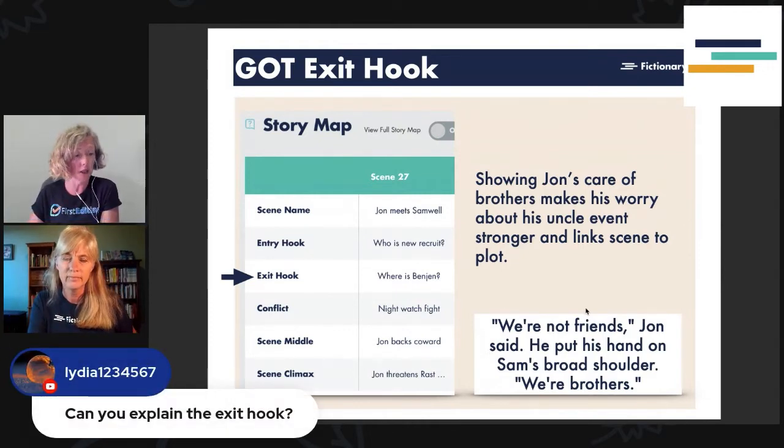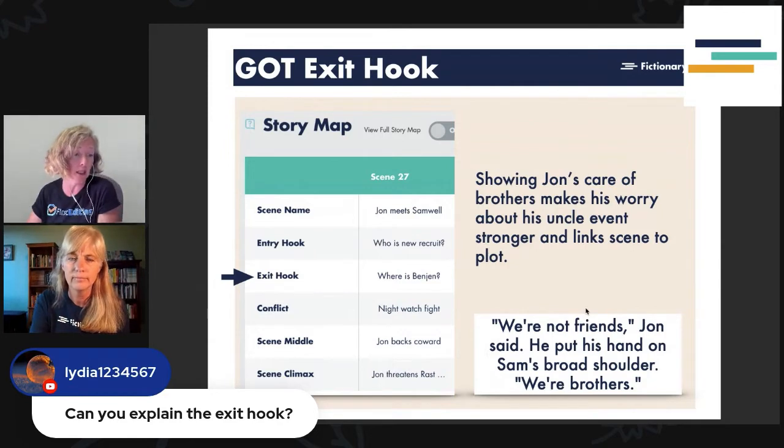So the next question here was, can you explain the exit hook? Basically, that is to make sure that they turn the page. It's that little bit of information that keeps you attentive. It's specifically there for your reader to stay engaged and turn the page, and then you hook them again with the entry hook. So it's exit, entry, exit, entry. And that's the flow of the story.